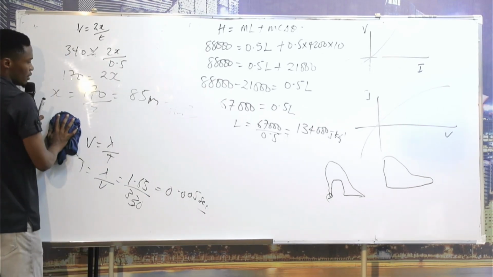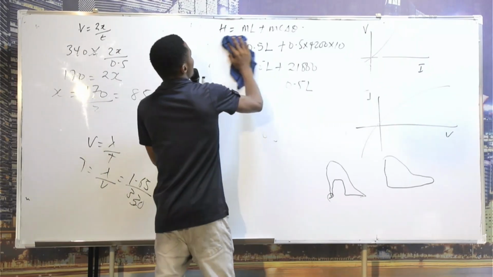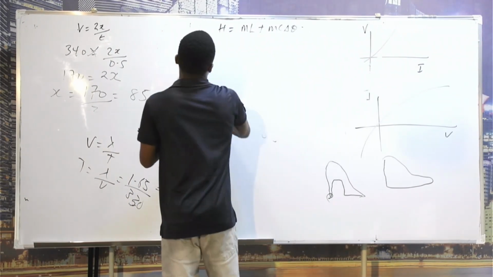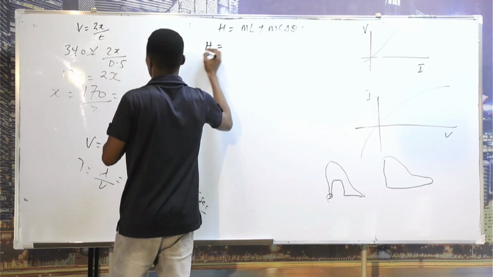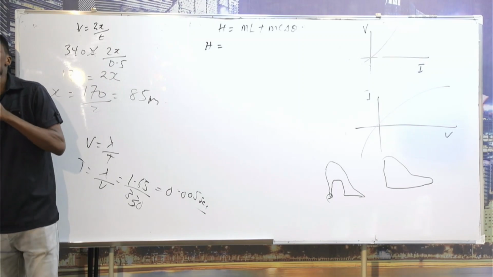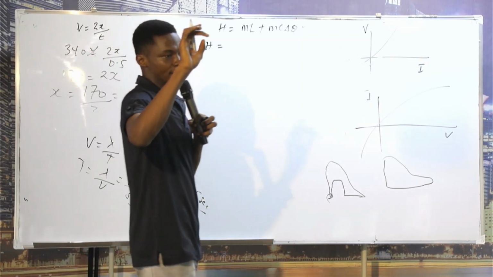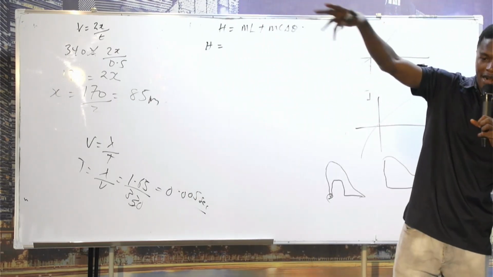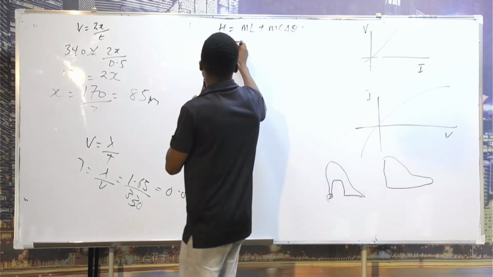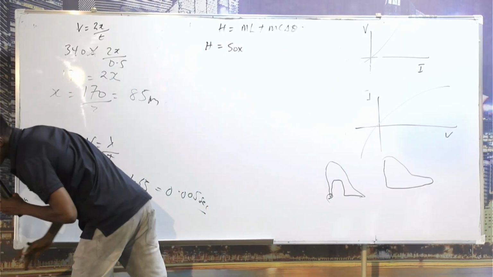So we are looking for the quantity of heat required to vaporize. I will use this formula again. H is equal to, they said 50 grams. We don't need to convert anything here. Why are we not converting? Because if you notice, specific heat capacity and latent heat are in joules per gram.